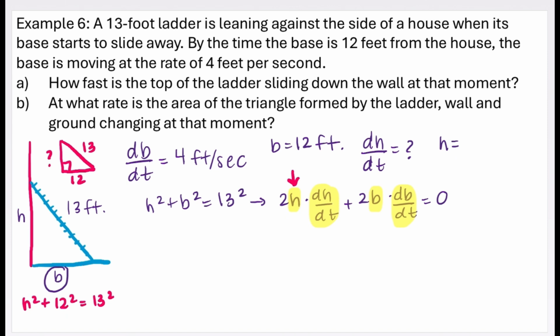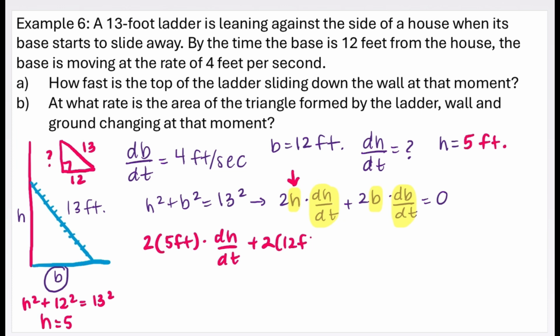It's going to give me 25, which means height is going to be 5. So now I'm going to go ahead and plug in everything I know, and that's 5 feet. So I have 2 times 5 feet times dH/dt, which is what I'm trying to find, plus 2 times my base, which is 12 feet, times dB/dt, which is 4 feet per second, equals 0. So I'm going to go ahead and multiply everything together.